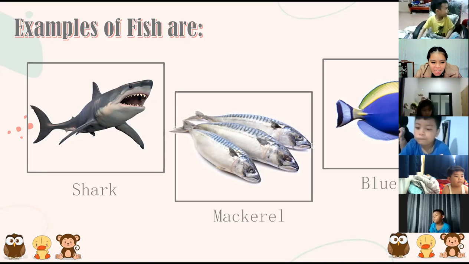How about Natachai? Give me an example of a fish. Shark, good job. How about Purin? Purin, can you hear, teacher? Give me an example of an insect. Bee. Very good.